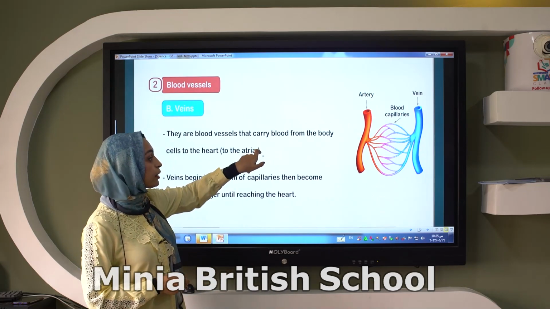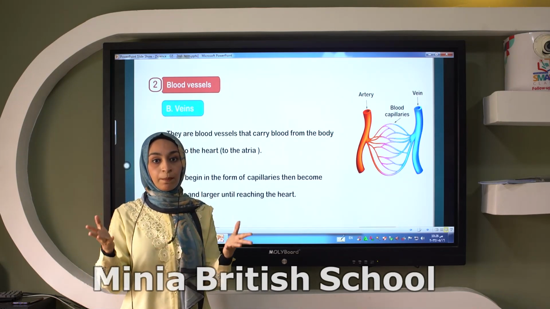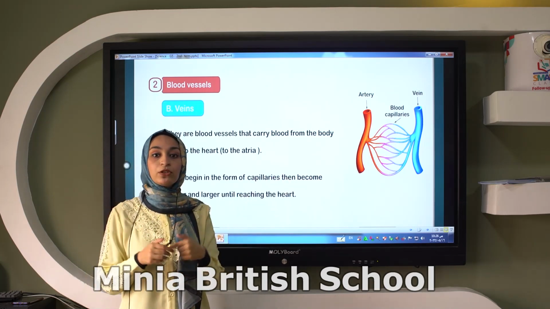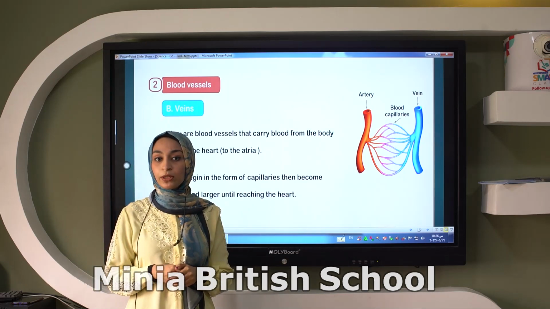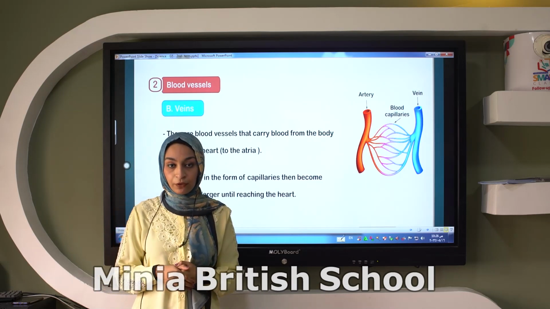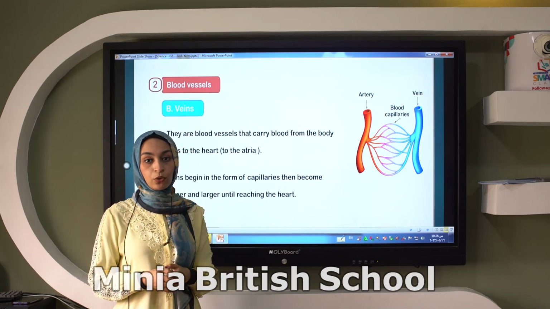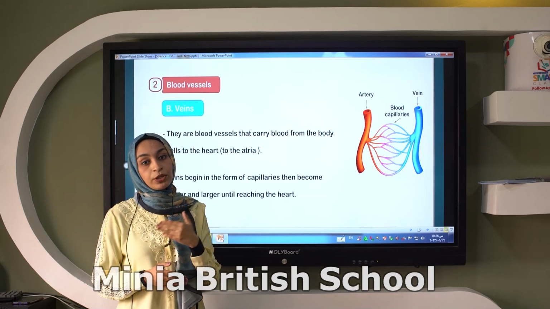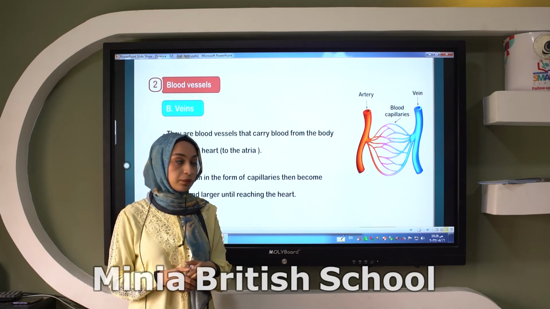While veins are thin blood vessels at the beginning, then become thick. They carry the blood from all the body to the heart, or actually to the atrium. Like what? Like the pulmonary vein and the superior and inferior vena cava. All arteries are rich in oxygen except the pulmonary artery, while all veins carry blood that is rich in carbon dioxide except the pulmonary vein.